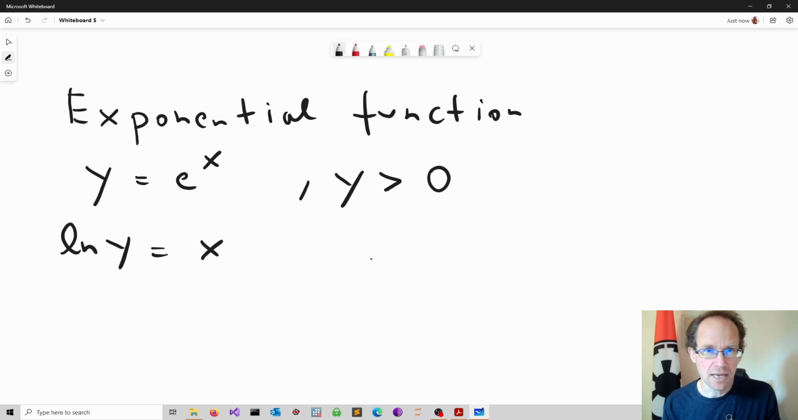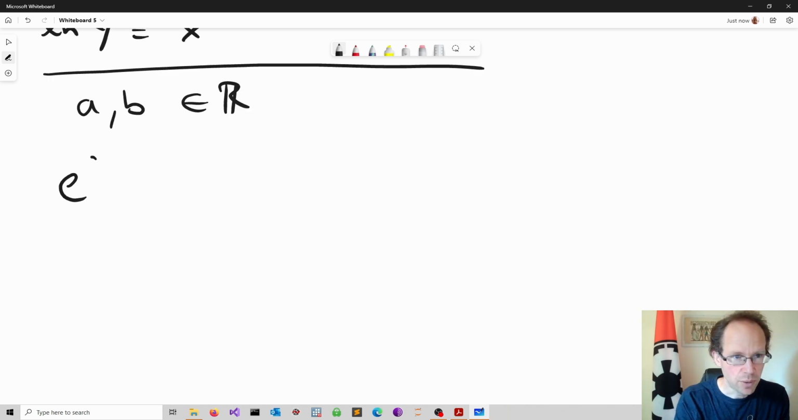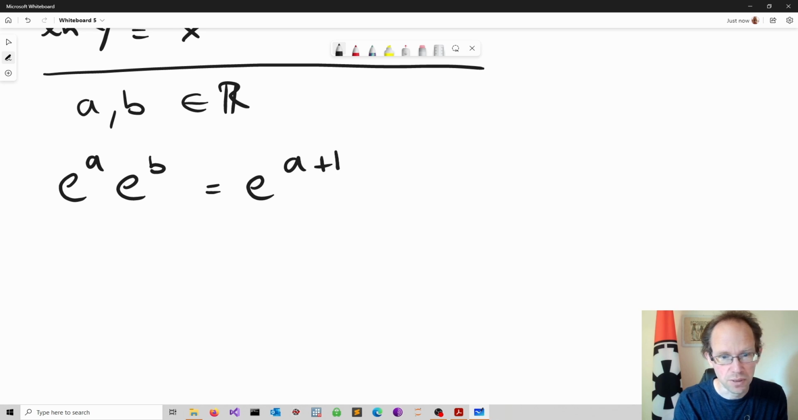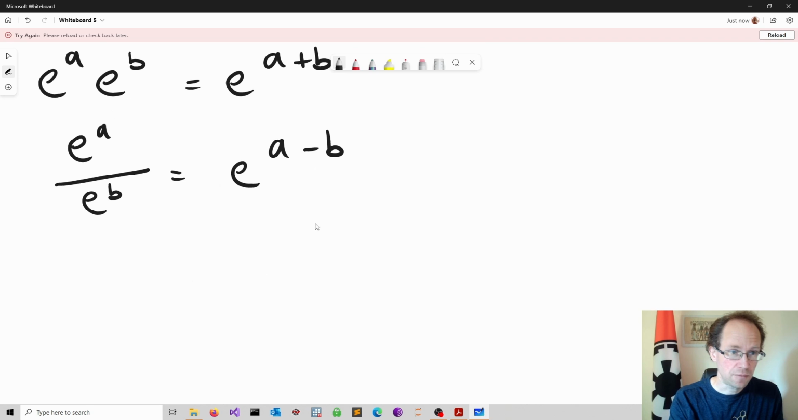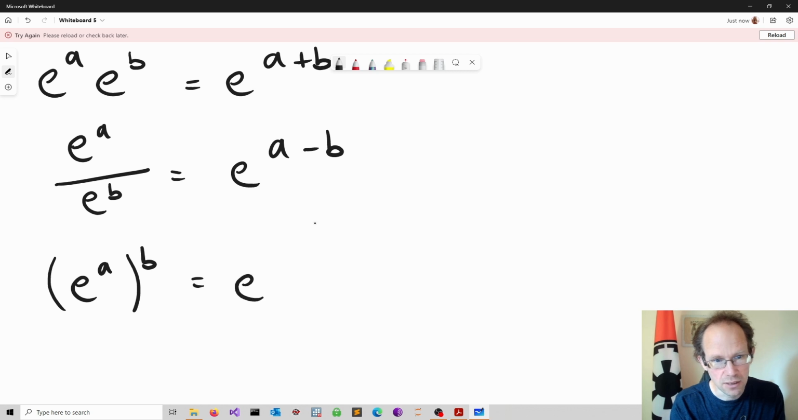Now let a and b be parameters which are elements of R. The following holds. e to the power of a times e to the power of b is e to the power of a plus b. e to the power of a divided by e to the power of b is e to the power of a minus b. And finally, e to the power of a to the power of b is e to the power of a times b.